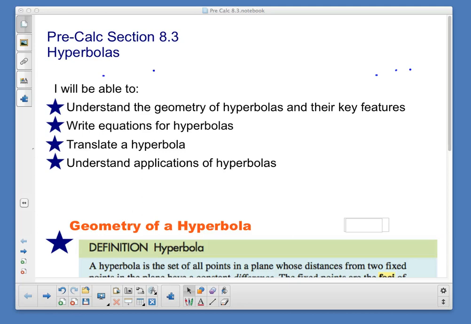Well, today is PreCalc. We're looking at 8-3, day one, and we're looking at hyperbolas. Today, you'll be able to look at the geometry of hyperbolas and their key features, write equations of hyperbolas, translate a hyperbola, and understand the applications of hyperbolas. We're going to do the application stuff tomorrow. We're going to get through example four, for those people who are wondering where we're going to get to.